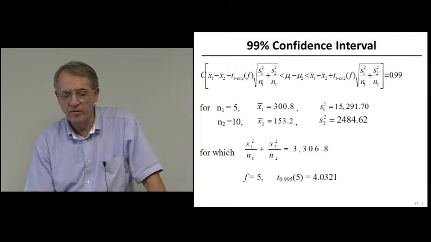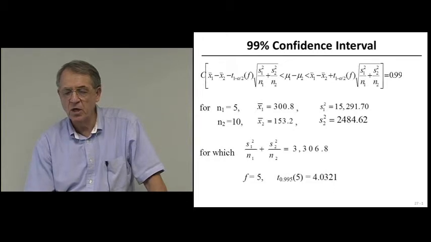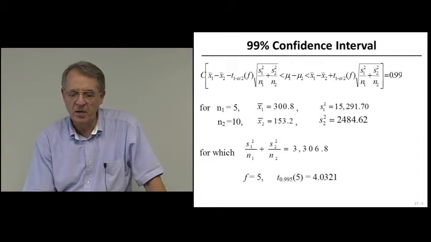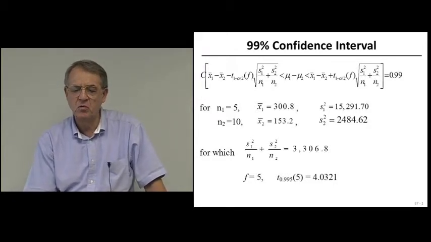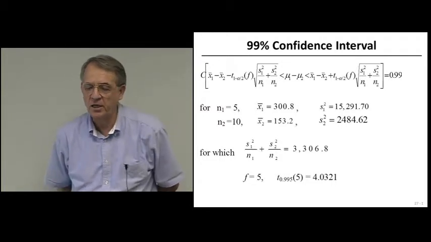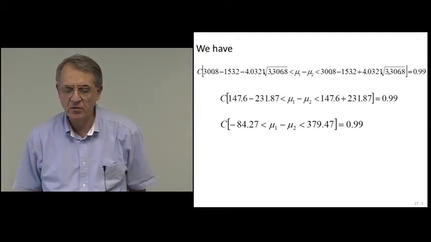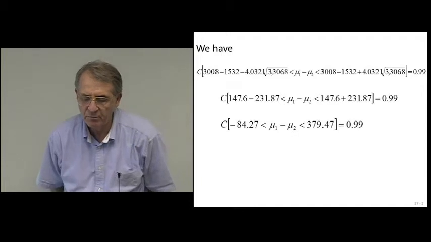Notice that we've already calculated the degrees of freedom as 5, but here we're going to use a 99% confidence interval, so in order to mark off the middle 99%, we have to go up to 0.005, or we can look in the t-tables for t sub 0.995 with 5 degrees of freedom, and that's 4.0321. So plugging all of that information into the equation and finishing the calculations, we end up with a confidence interval that goes from minus 84.27 to plus 379.47. Notice this is a very long confidence interval.